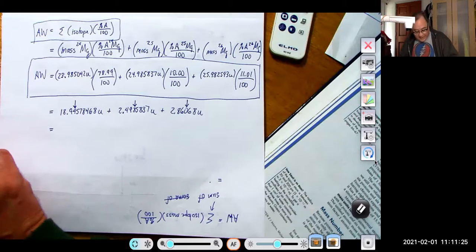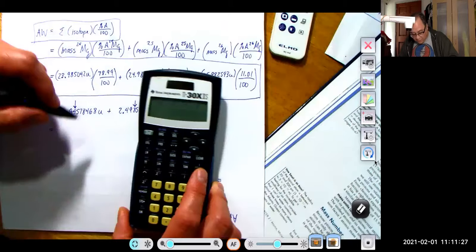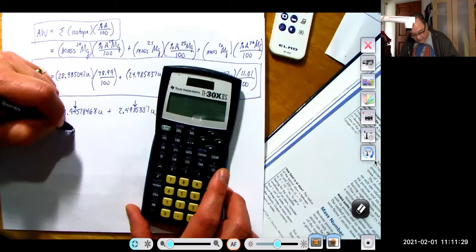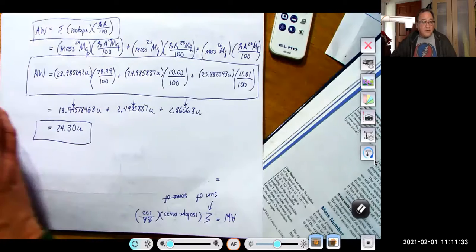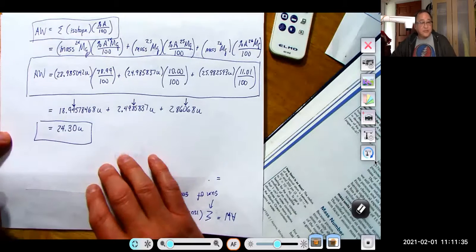Okay, and I get 24.30 U. So the things that I boxed off are what I would expect to see for the solution to this problem.